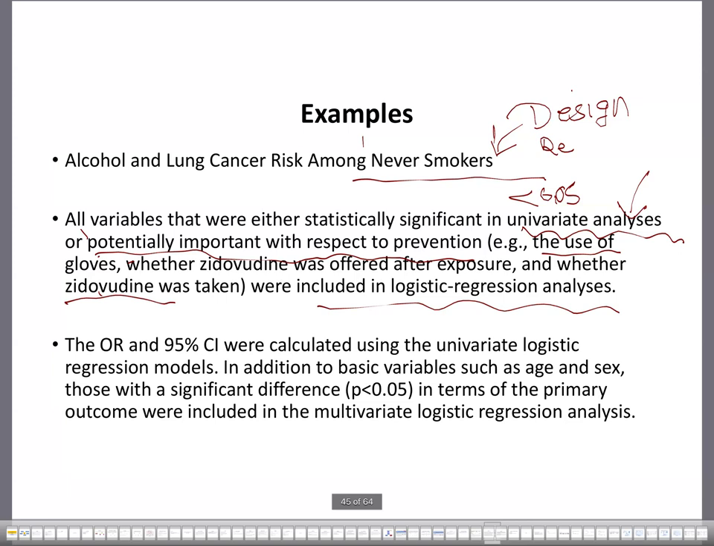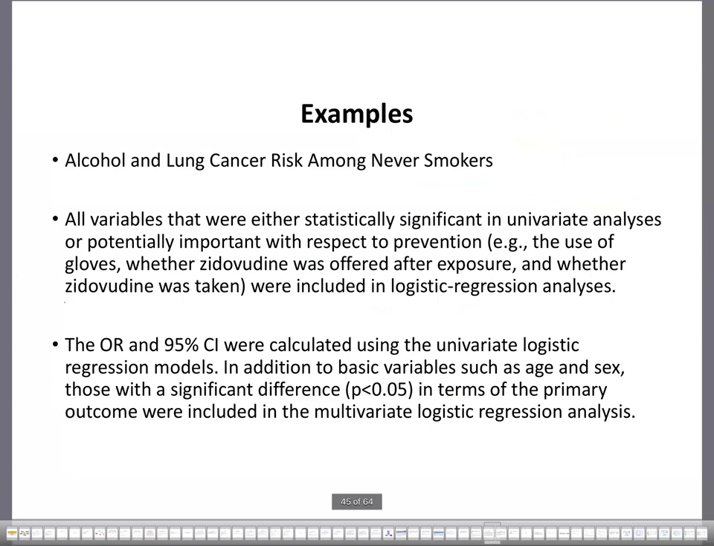Then another article which says the odds ratio and the 95% confidence interval were calculated using the univariate logistic regression models. In addition to basic variables such as age and sex, those again the same thing, right? So here, which are the a priori variables? Age and sex. In addition to these variables, others which were significant were included in multiple logistic regression analysis. So this is one way of handling confounding and then mentioning it in your methods section.